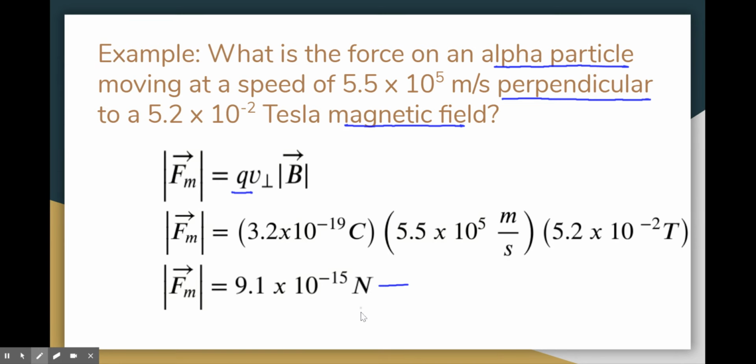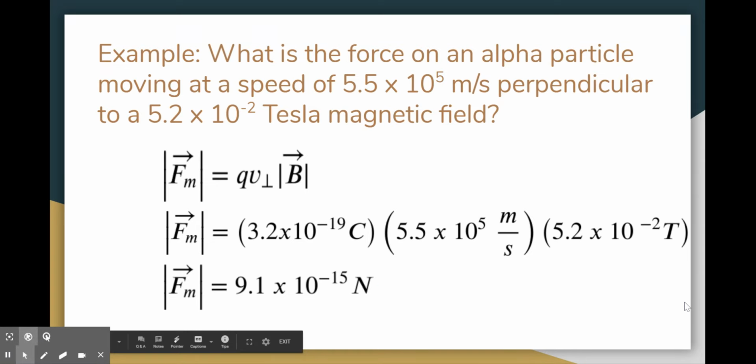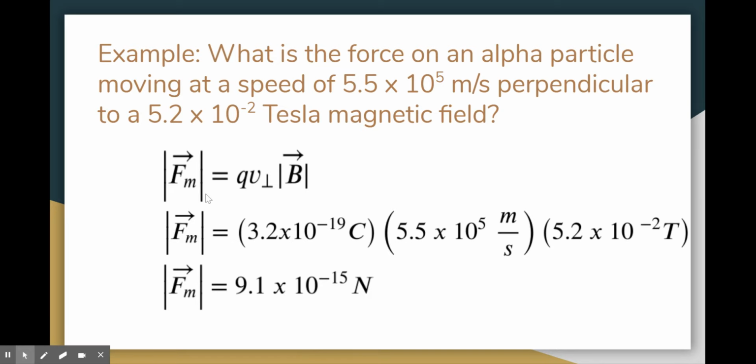And in terms of direction, if we want to assign a direction to this, and we will at some point, but right now we're just looking at the formula, we would get the direction using the hand rule. So if they described or gave us a picture of the actual direction of the alpha particle relative to the magnetic field, we can make a prediction on which way the force is. But the formula itself will only tell you the magnitude of force. So that's a basic application of the formula that governs the force acting on a charged particle moving through a magnetic field.